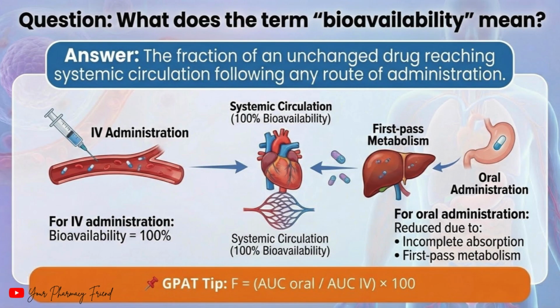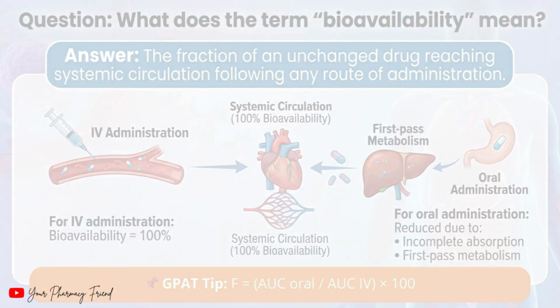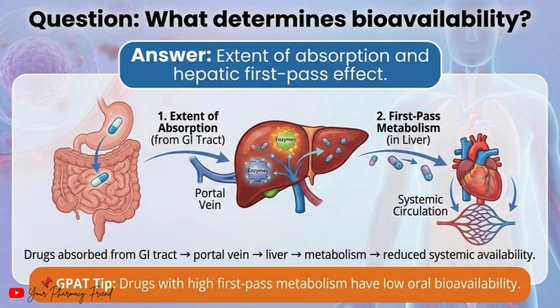What does the term bioavailability mean? Bioavailability refers to the fraction of an unchanged drug that reaches the systemic circulation following any route of administration. For intravenous drugs, bioavailability is 100% because the drug directly enters the bloodstream. For orally administered drugs, bioavailability may be reduced due to incomplete absorption or metabolism in the liver before reaching systemic circulation.